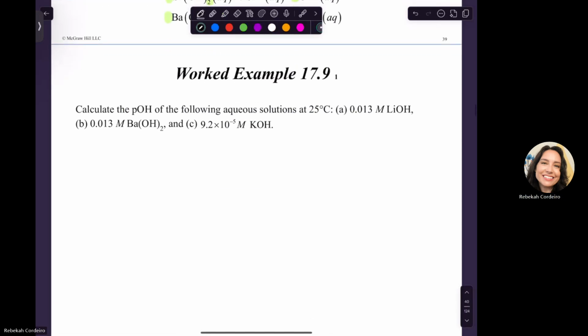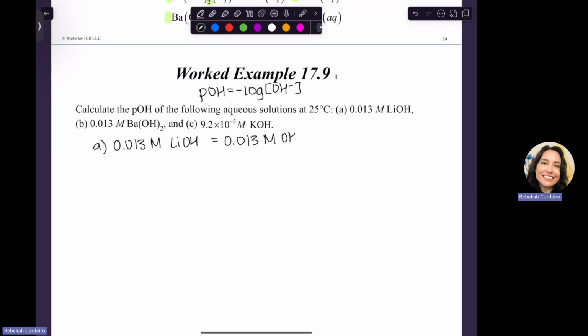So how could we calculate the pH of the following aqueous solutions? I'm going to do A for you. Remember that pOH is equal to negative log of OH. So for 0.013 molar lithium hydroxide, that would be equal to 0.013 molar hydroxide, right? Because it's a 1-to-1 ratio for hydroxide.